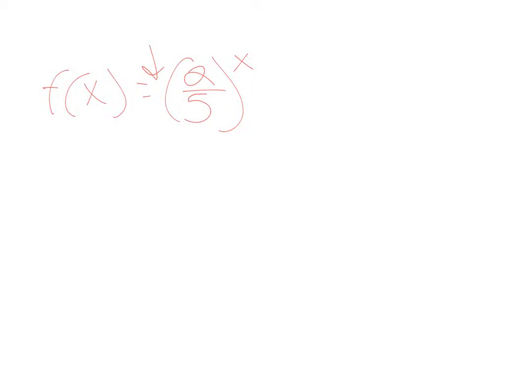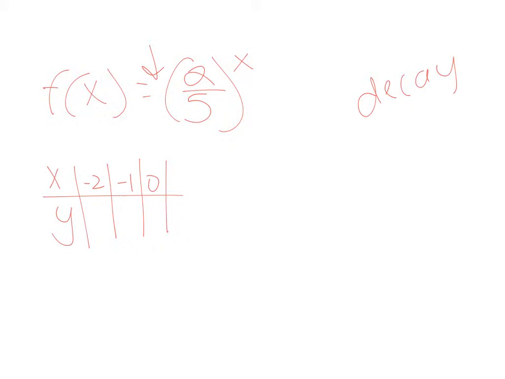So that 2/5 raised to the power falls in between 0 and 1. If it's in between 0 and 1, is it growth or is it decay? It's decay, okay? And then from there, all you have to do is do your t-chart. So I'm going to give you the same points that I gave in the video yesterday: -2, -1, 0, 1, and 2. And you do the same thing. So you're just going to plug those points in.